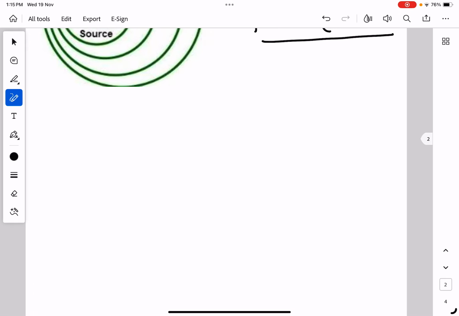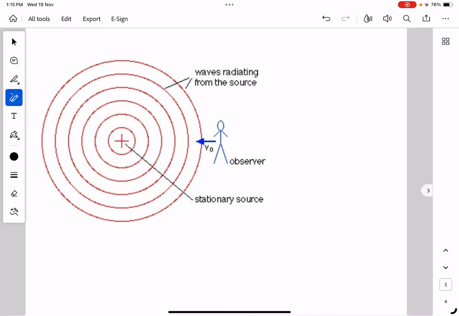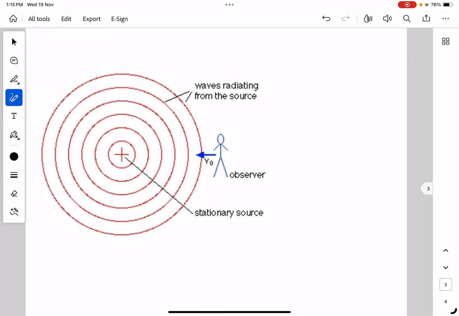Let us take up another case when observer is moving towards the stationary source with a velocity v naught. In this case, the velocity of sound with respect to observer will get increased. So v dash would be equal to v plus v naught.